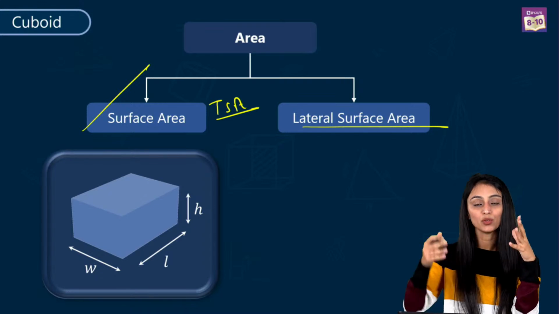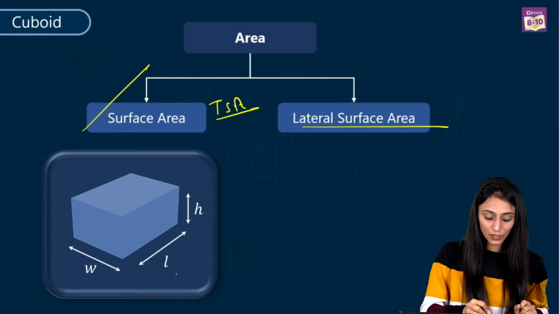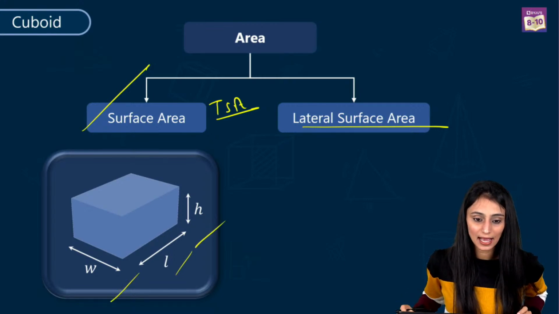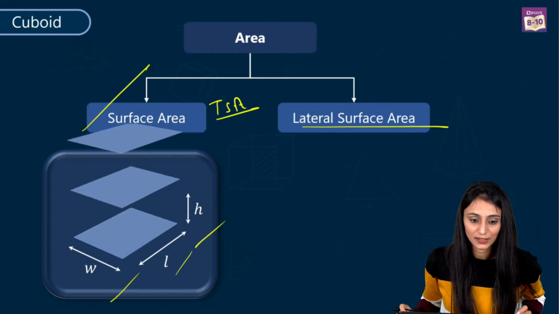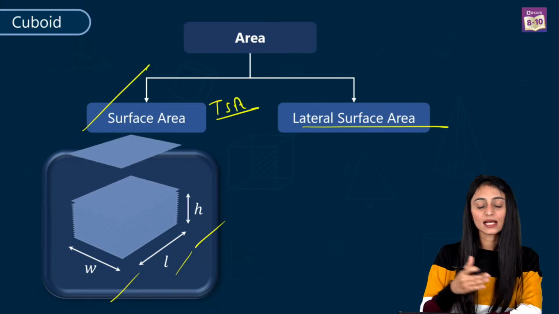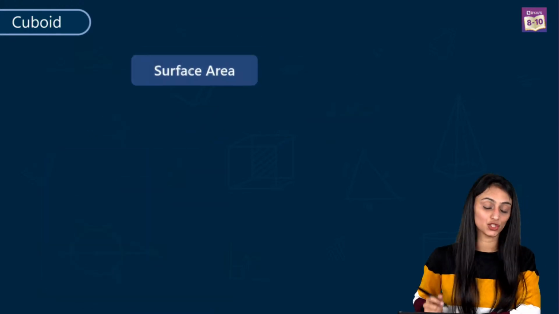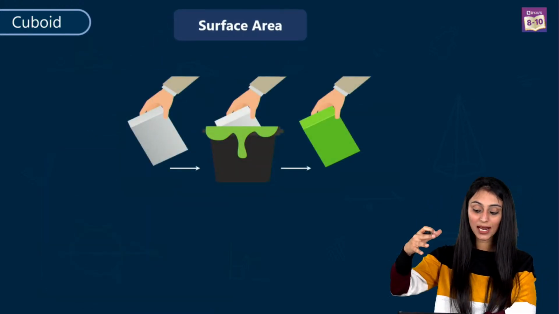Like you saw, when you have a rectangle and you keep piling them up with the same dimension, the same figure, you get a cuboid that has length, width and height. So first we'll be discussing each one of them one by one. Let's first discuss the surface area. What is it actually? Here, let's take an example.